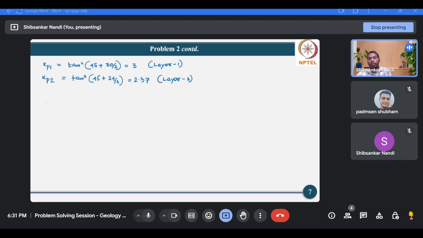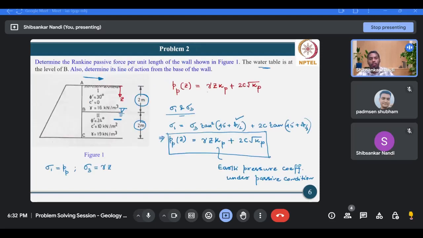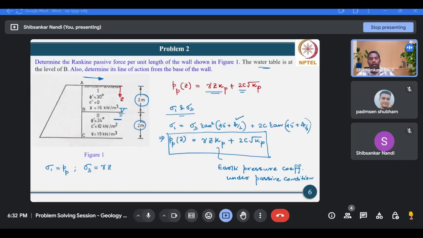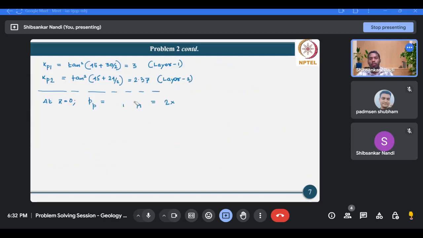Now we'll calculate the distribution of passive earth pressure. We'll start at z equals 0. So Pp will be gamma z Kp plus 2c root Kp. Since z is 0, the first term vanishes, leaving behind only 2c root Kp. So it will be 2c1 root Kp1, since we are in the top layer. So 2 into, what is the value of c? It's again 0. So that means this Pp will be completely 0.